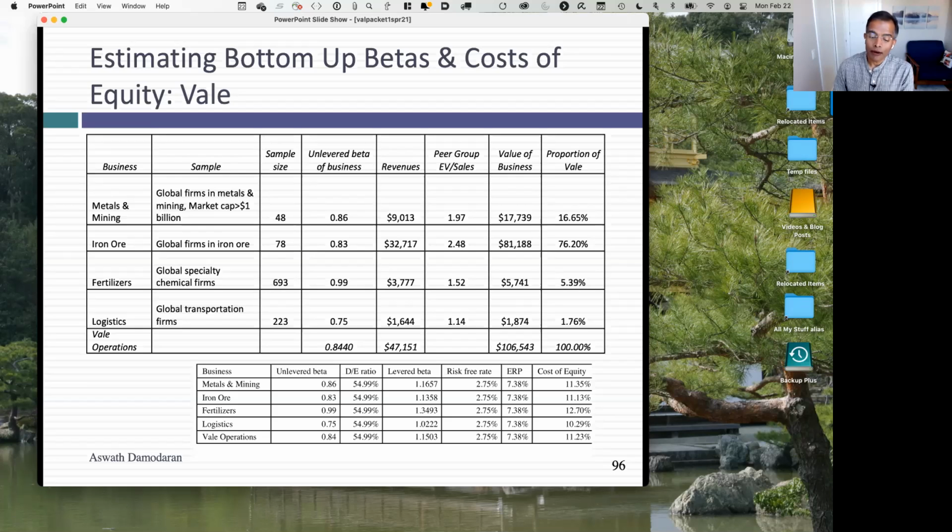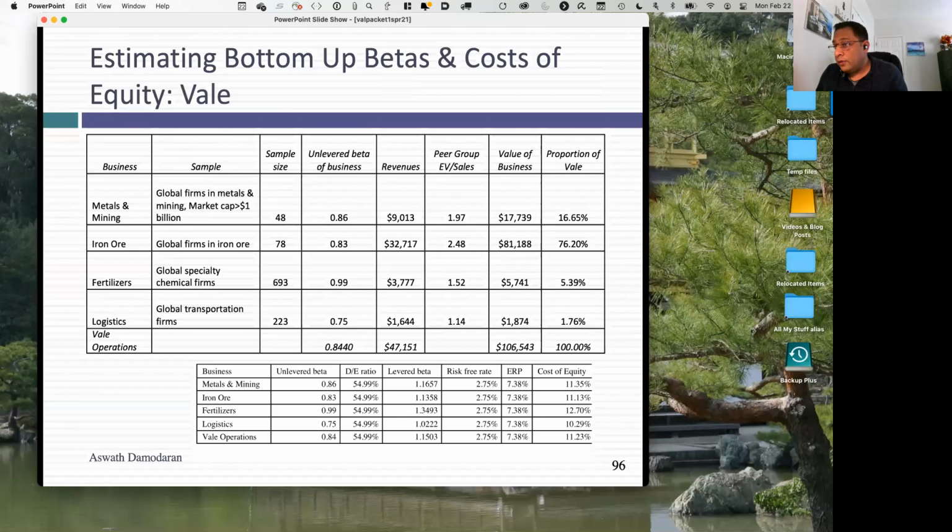Vale, in fact, after I did this, sold off their logistics business. Let's say you are the person in charge of valuing the logistics business for sale. Now I'm going to put you on the spot here. So you're the person valuing the logistics business for Vale. Which beta would you use in valuing the logistics business?